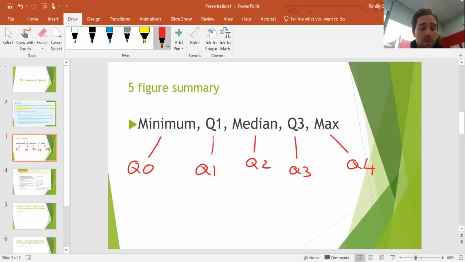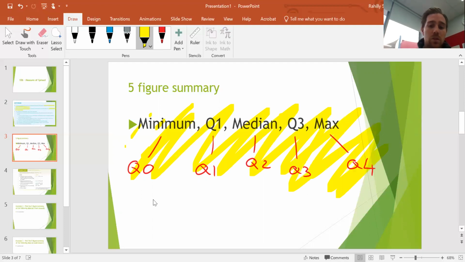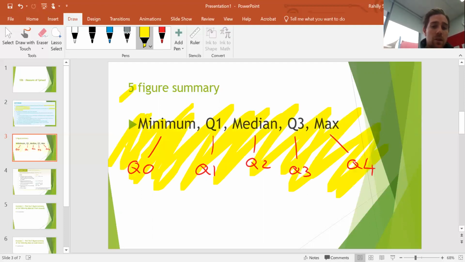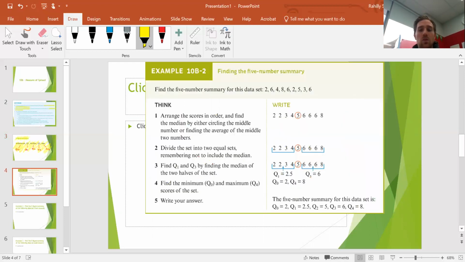Okay, we'll go through this example now. I want you to have that in your books too. So this whole thing, please copy into your books. That's your 5-figure summary. All right. So we are looking at this example 10B2 from your textbook. We're being asked to find the 5-number summary or the 5-figure summary for this data set.